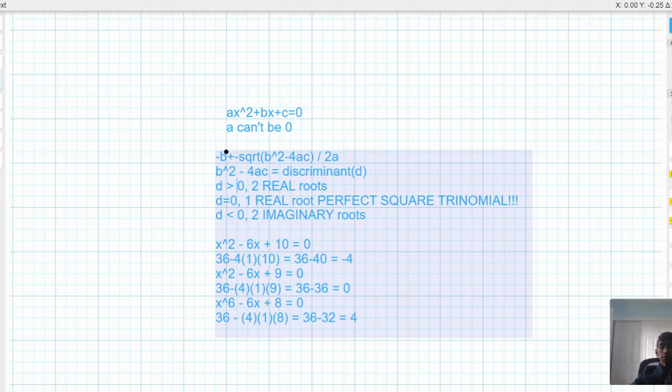I hope my examples have illustrated how much of an impact the discriminant has. And the discriminant is an extremely helpful tool. If you don't want to solve it and you just want to find out what kind of roots there are, like are they real or imaginary, just use the discriminant. You don't need to substitute it into the quadratic formula.